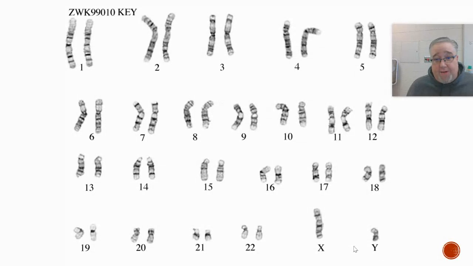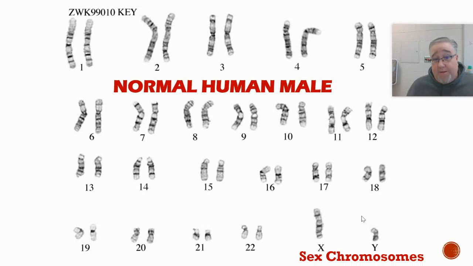By looking at this pair, we can tell that this is a normal karyotype, and it's a male. So there's 46 total chromosomes. There's an X and a Y, which would make it male. So when you look at a karyotype, you should be able to determine, one, is it normal or not?